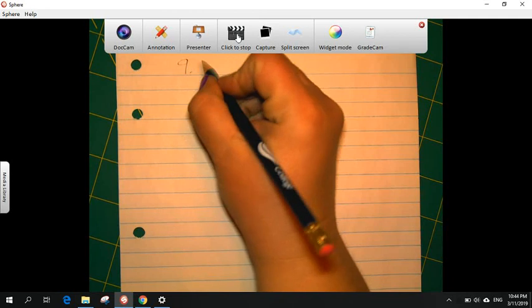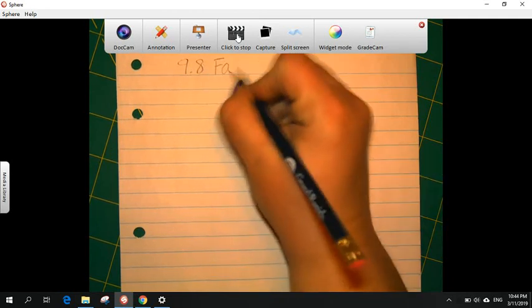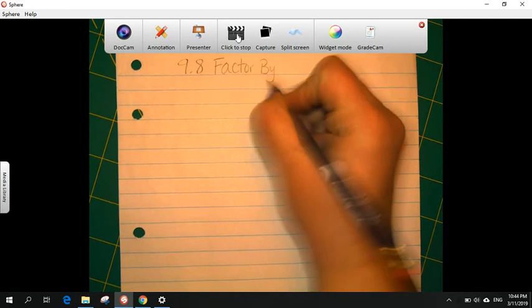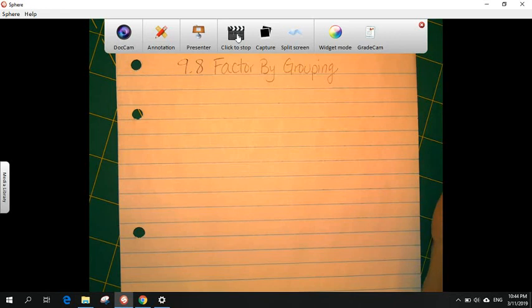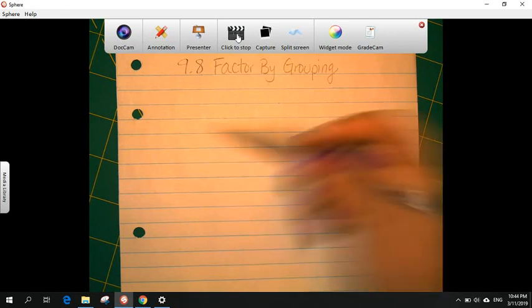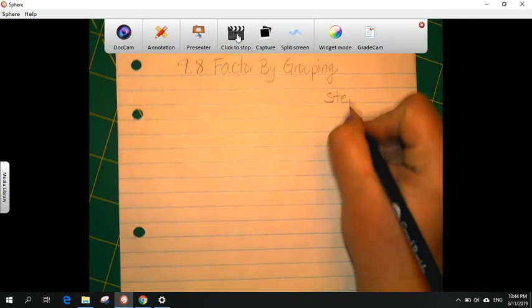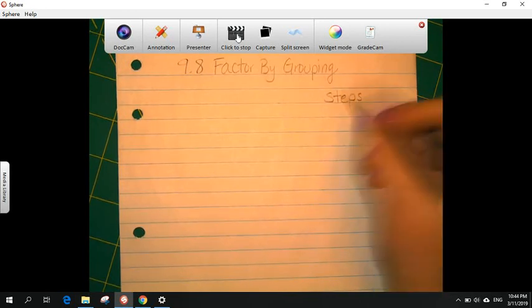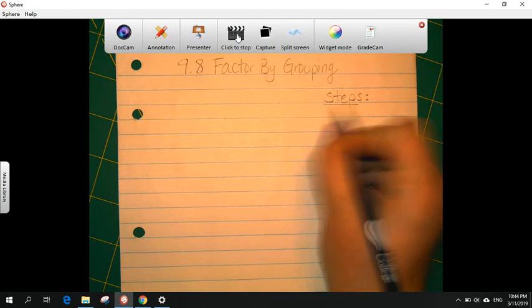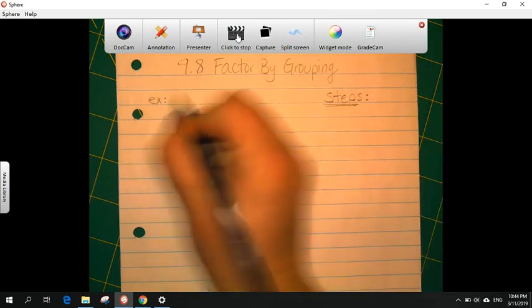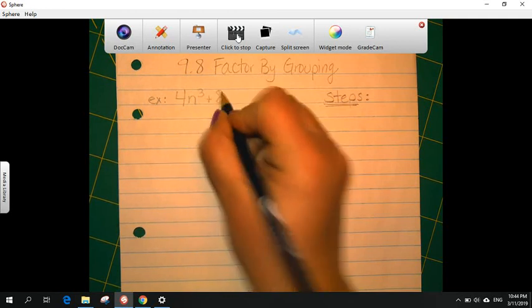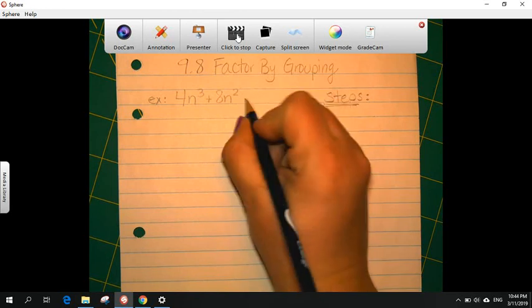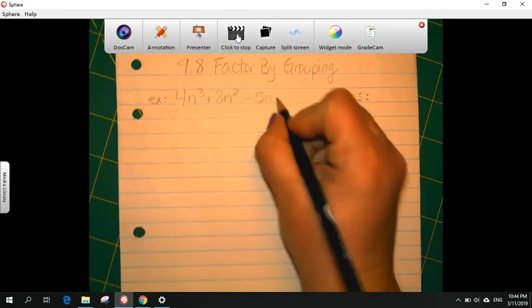Okay, so let's start the notes. This is 9.8, factor by grouping. Okay, so I'm going to do an example on the side, and then over here I'm going to write down the steps. There are 3 steps to factor by grouping. Okay, so the first example is going to be 4n to the third plus 8n squared minus 5n minus 10.